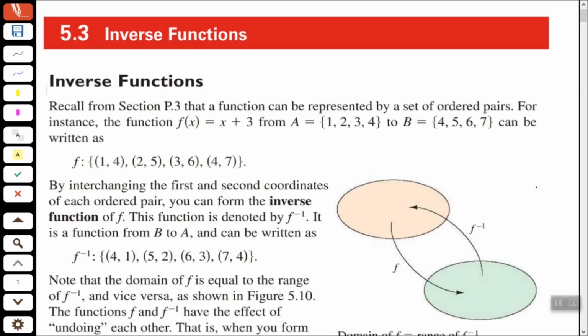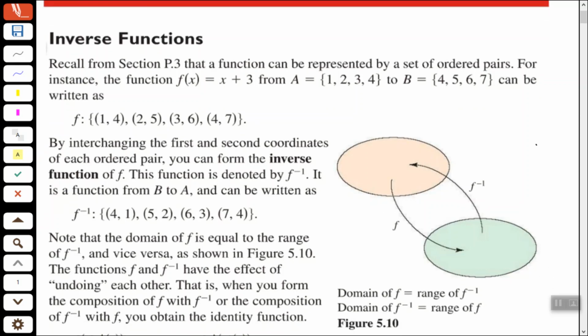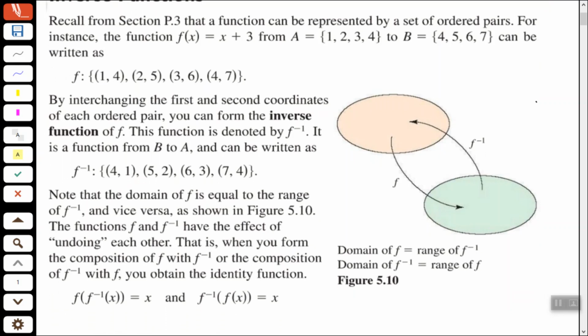In this video we're going to look at inverse functions. From previous lessons, previous courses, for instance, let the function f of x equal x plus 3, from A equals the set {1, 2, 3, 4} to B, the set {4, 5, 6, 7}. We can write those as ordered pairs to match up: (1, 4), (2, 5), (3, 6), and (4, 7).